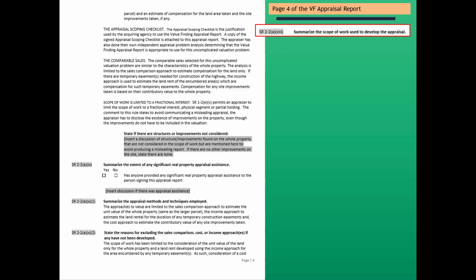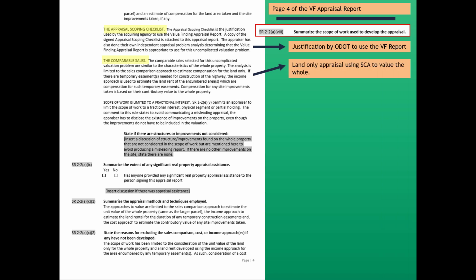Now moving on to page 4, we're continuing with the summary of the scope used to develop the appraisal and the USPAP standards. Next paragraph, we're going to talk about the appraisal scoping checklist as part of the scope. It's the justification by ODOT to use the value finding appraisal report. Next paragraph is the comparable sales portion of the scope. It's a land-only appraisal using the sales comparison approach to value the whole. The next part of the scope is that the scope of work is limited to a fractional interest.